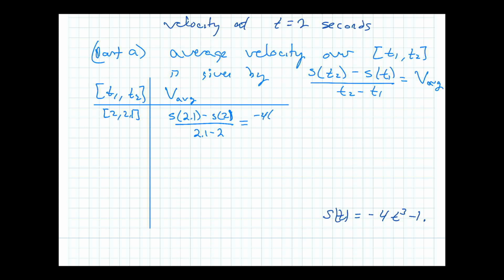So we've got negative 4 times 2.1 cubed minus 1, minus S of 2, which is negative 4 times 2 cubed minus 1, over 2.1 minus 2, which is 0.1. If you work out this one, 2 cubed is 8, 8 times 4 is 32, so negative 32 minus 1 is negative 33. So this is going to be negative 33 there. For the other one, you just have to punch it into a calculator. Negative 4 times 2.1 cubed minus 1 is negative 38.044.